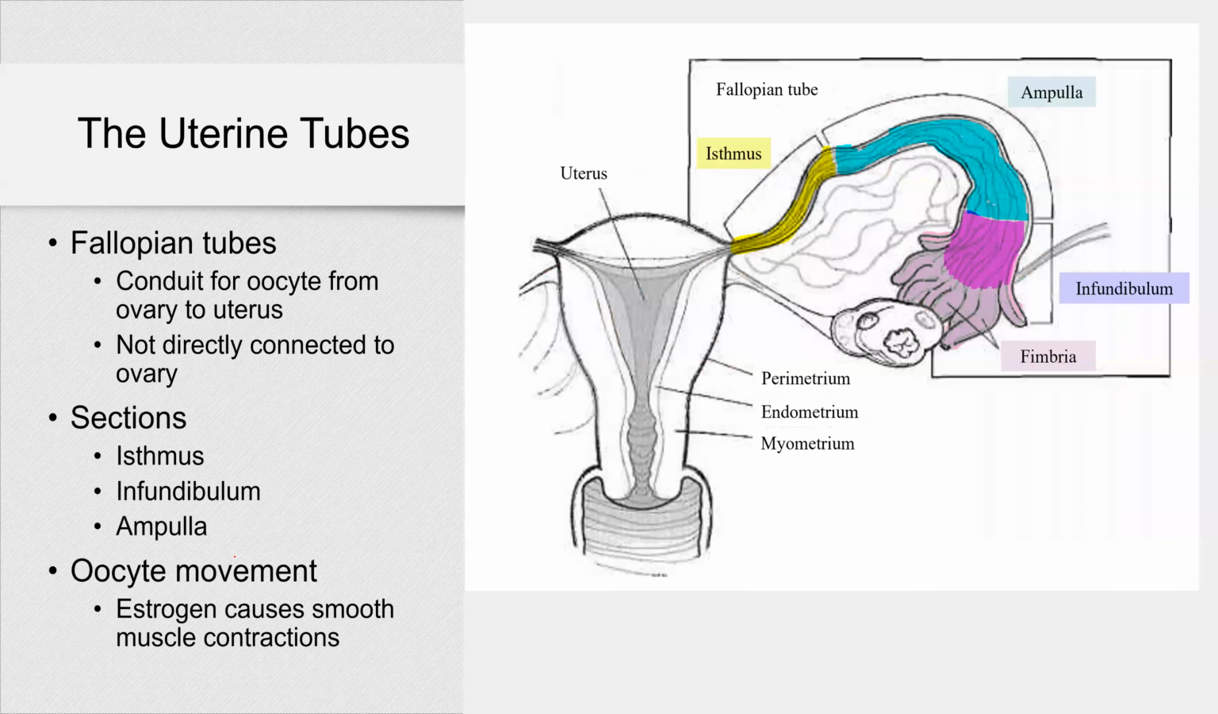Uterine tubes. They conduct the oocyte from the ovary to the uterus and are not directly connected to the ovary. So here's our ovarian ligament, here's the ovary, and you can see follicles, kind of, right? And this is our corpus luteum. If we have a corpus luteum, hopefully the oocyte was ovulated, and the uterine tubes must take this oocyte in, right?